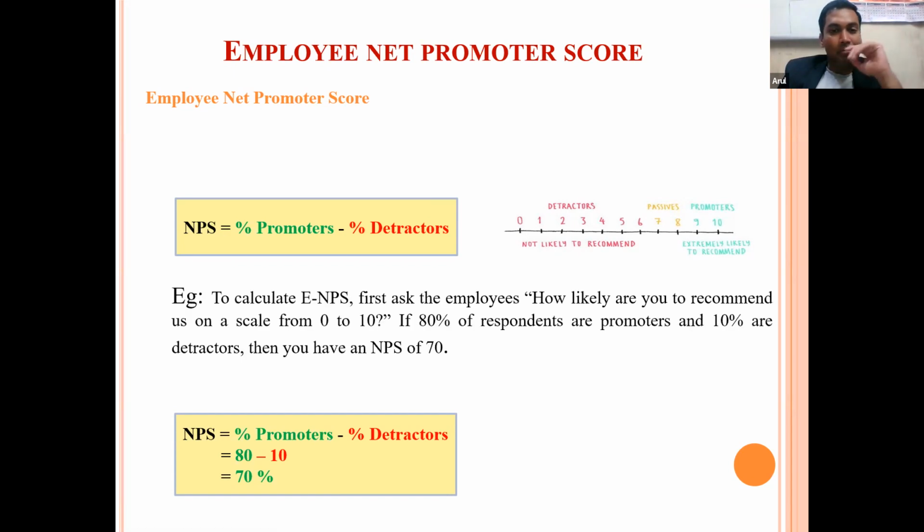Let's see the example. As employees, how likely are they to recommend your organization? If 80% of respondents are promoters and 10% are detractors, the net promoter score is 70%. Got it, all of you?